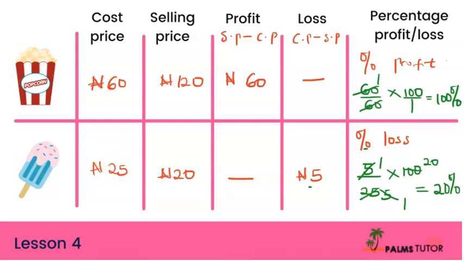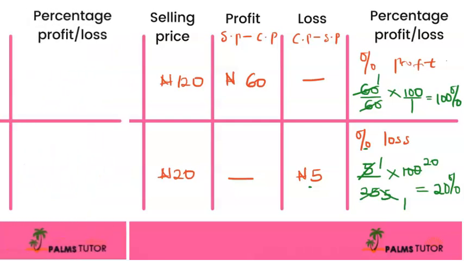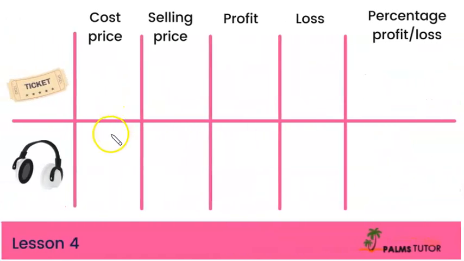Okay? Good. More examples. Are you excited? Hope you are writing though. Okay. So this is a movie ticket and this cost 1,200 naira, and this was sold for 1,500 naira. Is this a profit or a loss?